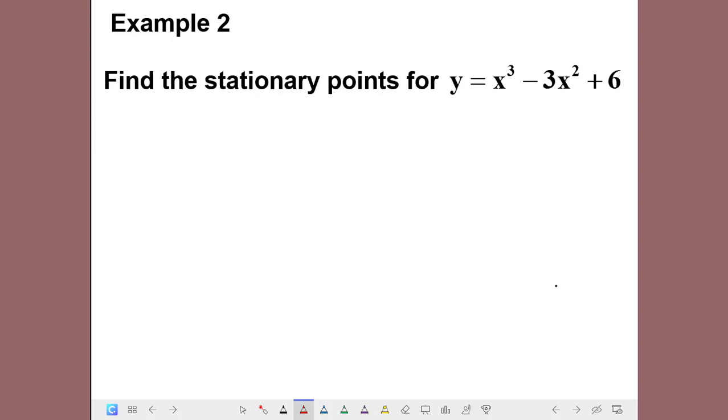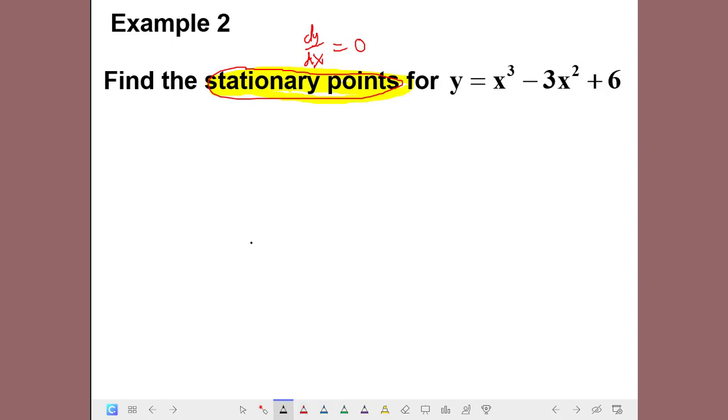Example 2. Find the stationary points for y equals x cubed minus 3x squared plus 6. To find the stationary points, you still need to find the first derivative, dy/dx. When dy/dx is equal to 0, we can find stationary points.